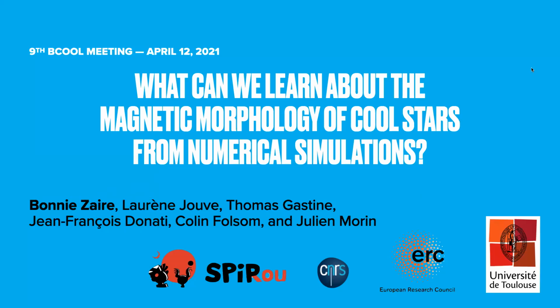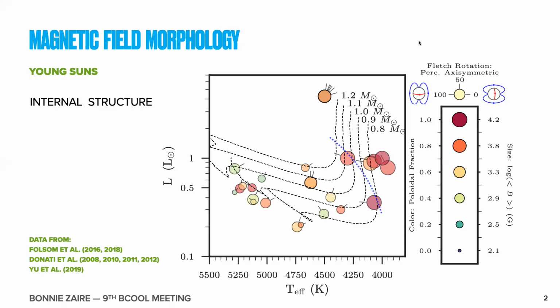So what can we learn about the magnetic morphology of full stars from numerical simulations? Let's start first with what we know from observations. Here I will show you the information that we have about the surface magnetism of stars. On the y-axis, we have the luminosity, and on the x-axis, the effective temperature. We also have some mass tracks here for masses from 0.8 to 1.2 solar masses.